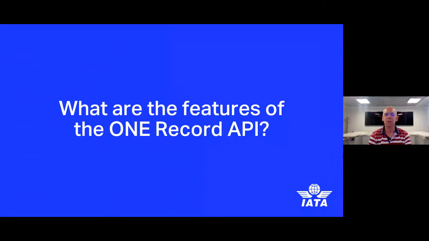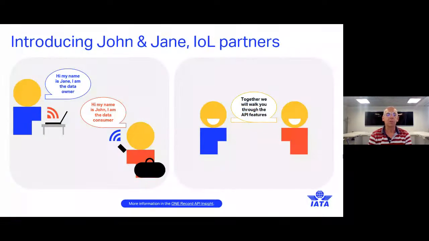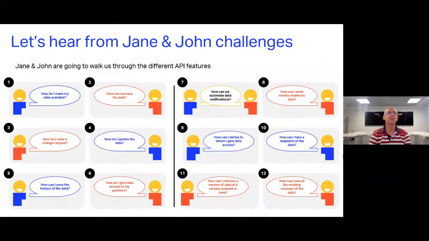What features are we talking about when we talk about the One Record API? Let's get some help from Jane and John. They are our Internet of Logistics partners. Here's Jane, here's John, and they're going to help us work through this API. Because when we say API, there's a lot of questions that come up. And every time I make a presentation on this, we answer one question and we get 3 more questions, okay? So let's be very clear about this. And we're going to spend a bit of time on this. And I suggest you look at this carefully. Because if the question that you have isn't there, please type it in the Q&A box, in the chat box, because we want to be able to answer it.